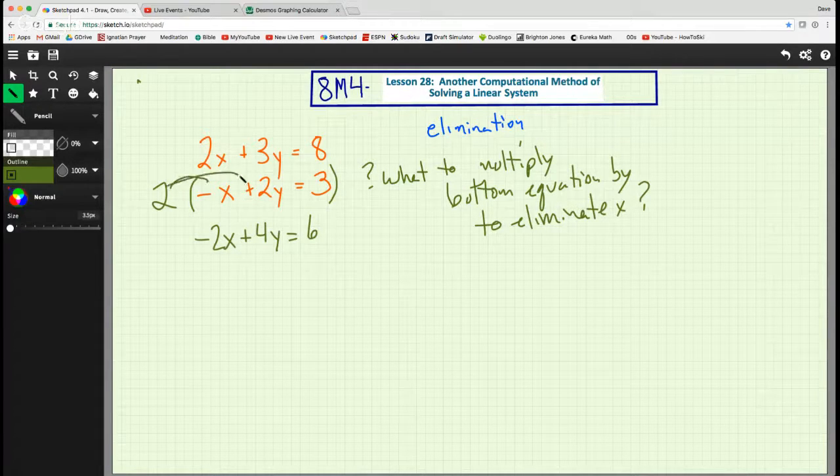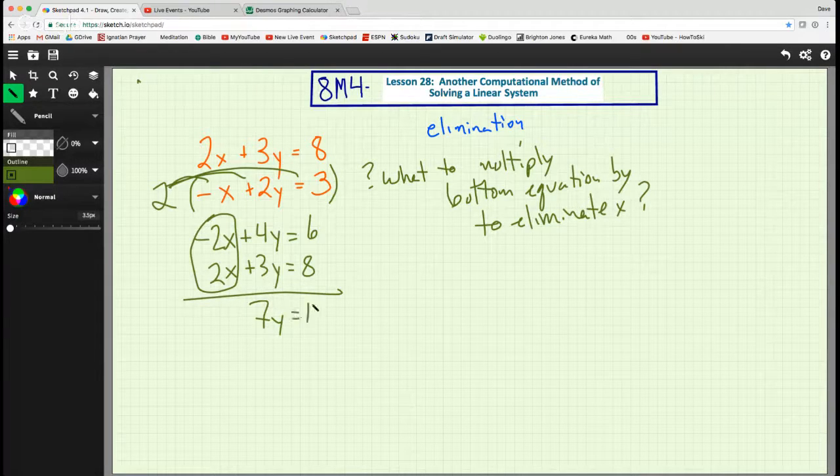Can I multiply my 2 by all of my terms? Now I'll take my top equation and rewrite it here. 2x plus 3y equals 8. And now when I add down, these guys will be eliminated. And I get 7y equals 14. And then y equals 2.